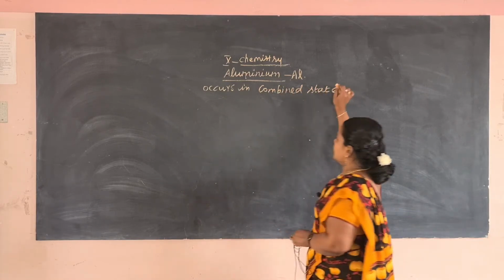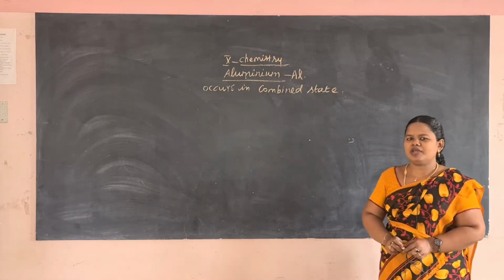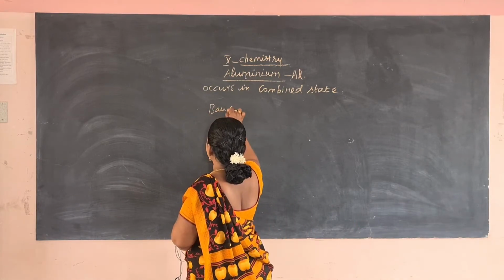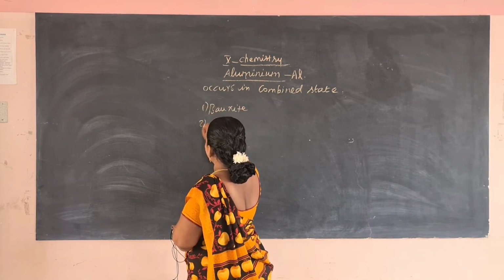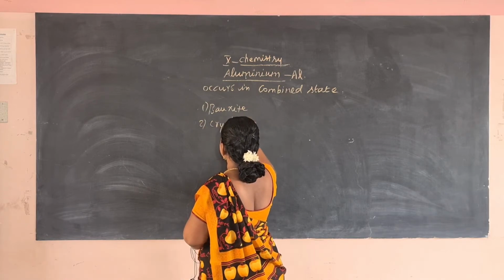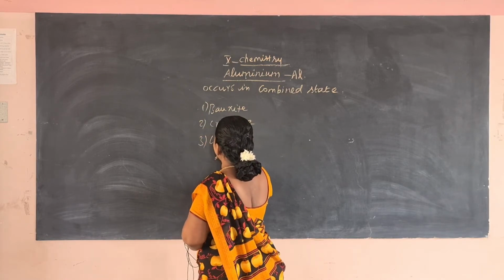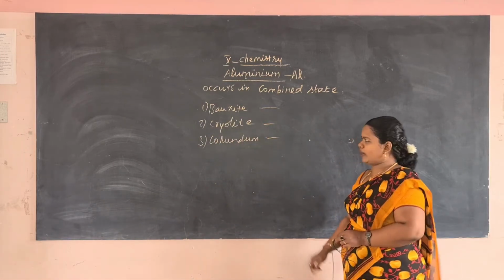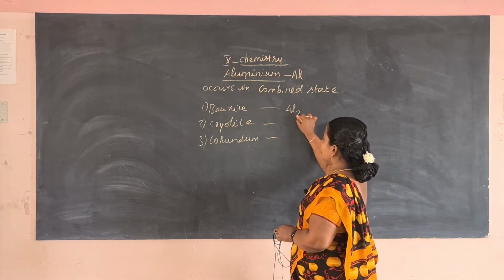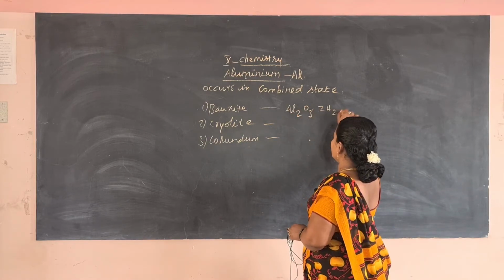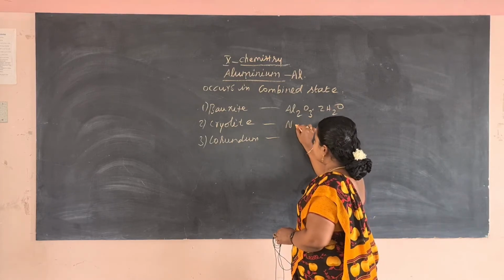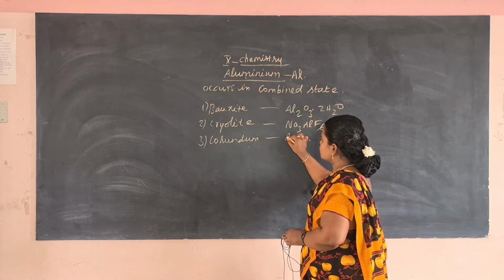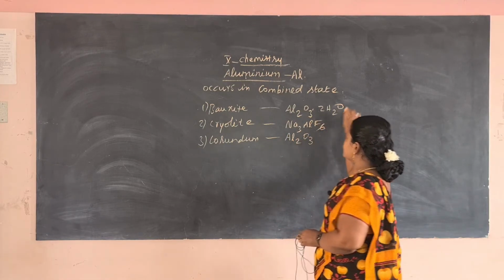And then here the chief ores of aluminium. What are the different ores of aluminium? They are bauxite, then cryolite, and then corundum. Bauxite formula is Al2O3·2H2O, cryolite is Na3AlF6, and corundum is Al2O3. See, this can be asked in short answer.